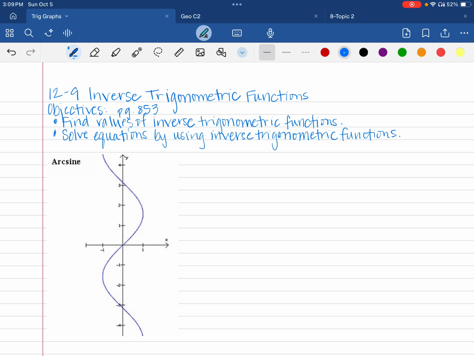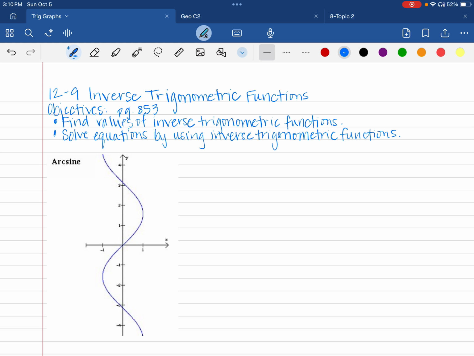So the first part is going to cover that first objective: find values of inverse trigonometric functions. We're not going to focus really on graphing, but it is necessary to look at the graph of some of these to understand why we treat them the way that we do. So the graph that I have here is the inverse sine. Arc sine is another term for that.